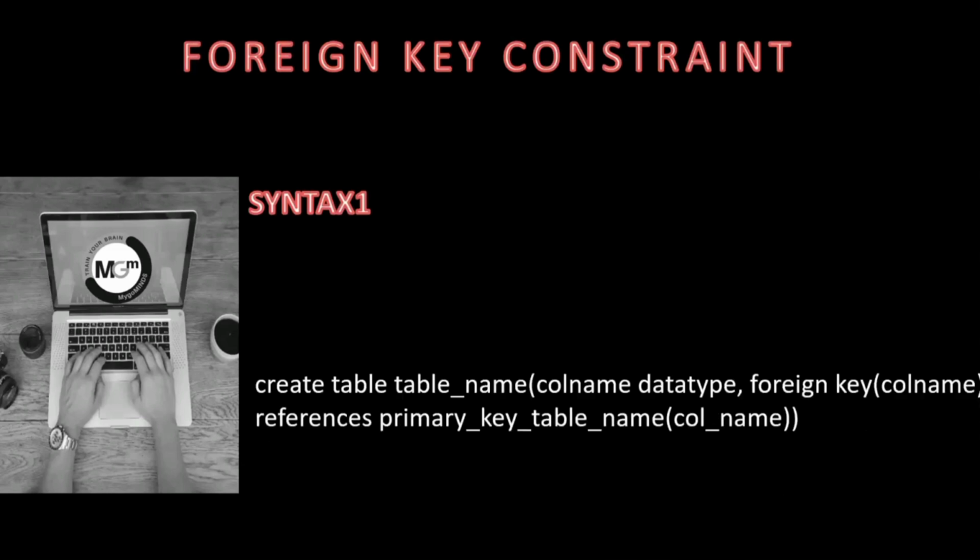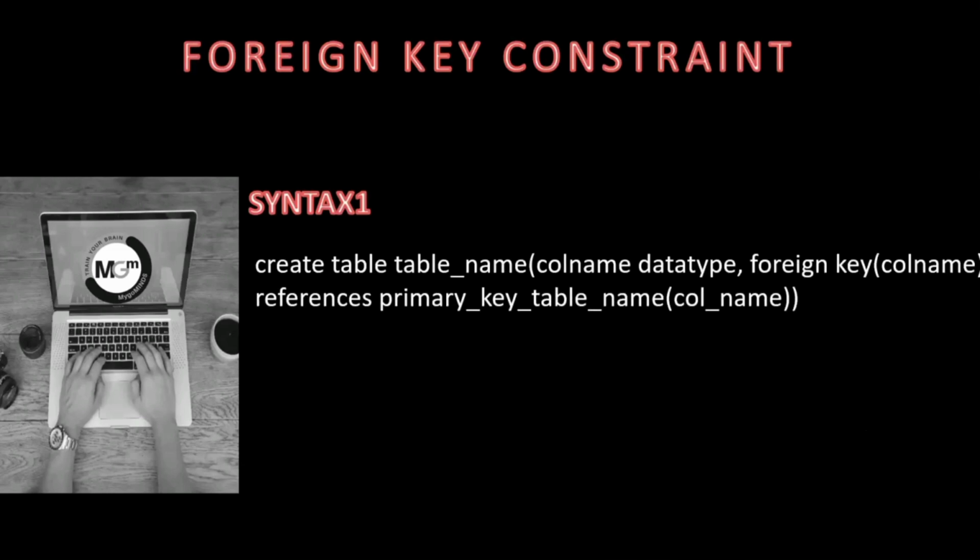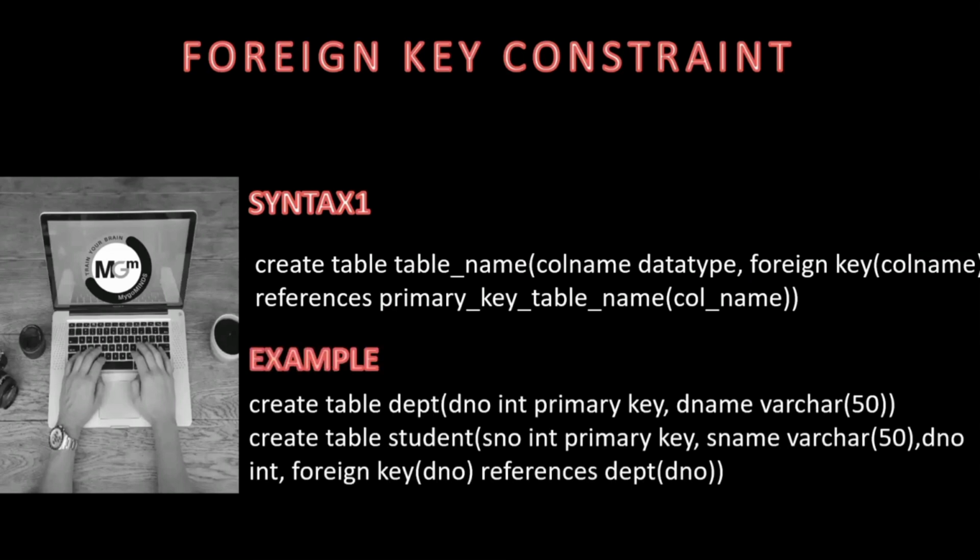The syntax for foreign key constraint is: create table, table name, column name data type, foreign key column name references primary key table name of column name in the primary key table. Example: there are two tables, create table department and create table student.